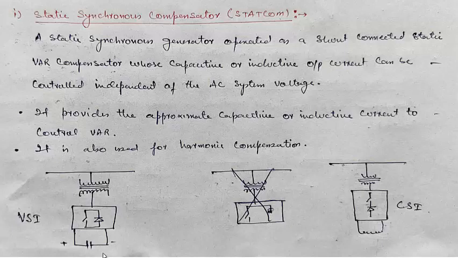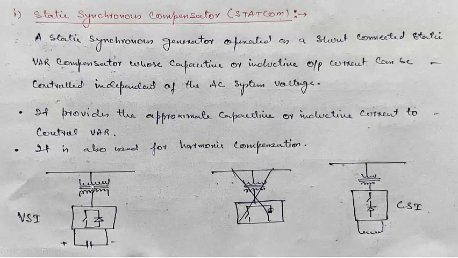Now it provides the appropriate capacitive or inductive current to control the voltage. It is also used for harmonic compensation, because you know that when we use power electronic devices, there will be some introduction of harmonics. It is also used to do that. I will just try to introduce you. You can see this is a capacitive DC link. This capacitive DC link is used to provide the inductive as well as the capacitive current to the system. It will draw inductive as well as capacitive current.